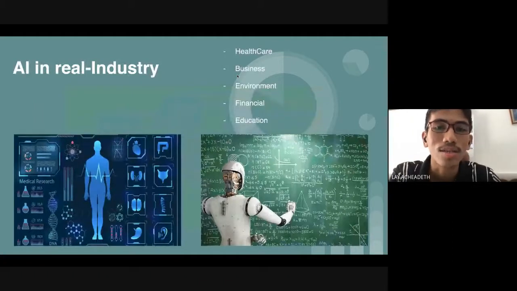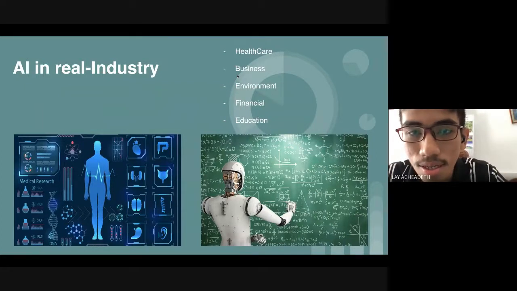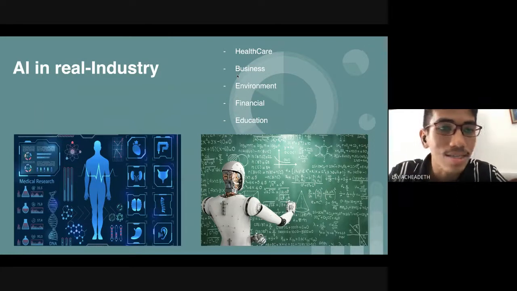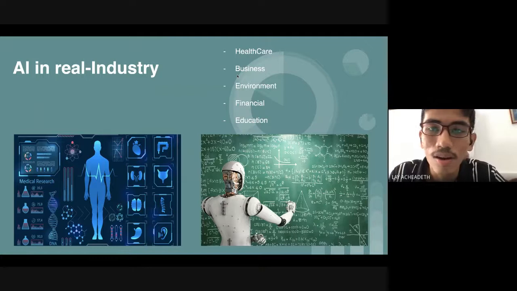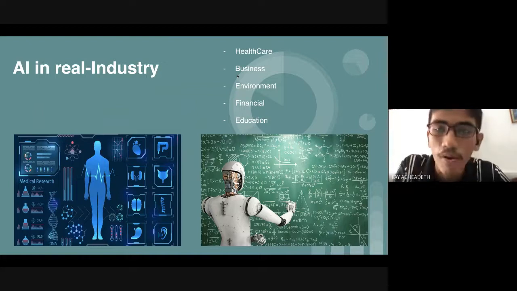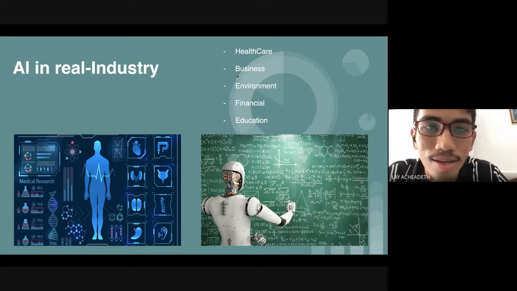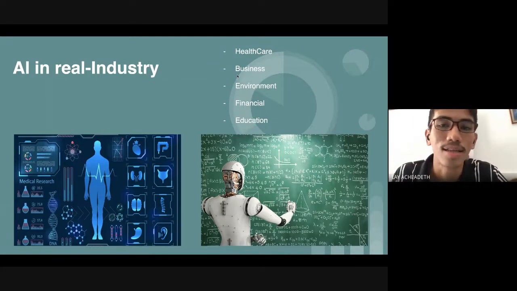Then, AI in industry. I have mentioned 6 of the fields here, 6 of the industries here. And this is not all. AI right now is almost in every industry. It's not only for healthcare, business, environment, finance, and education. It's also for sport, gaming, and agriculture. It's basically every industry that surrounds us. AI right now is everywhere around us. It's ubiquitous. But these are the 5 big industries that we all know and can relate to.